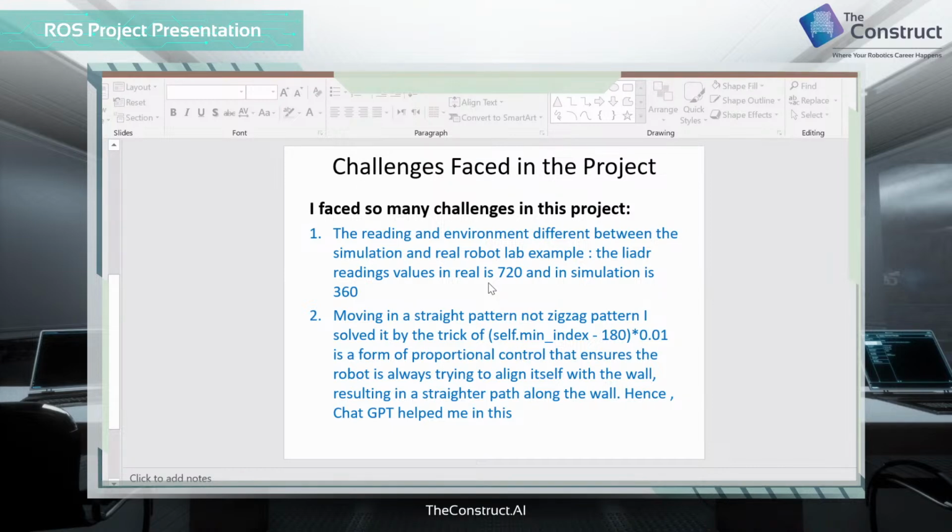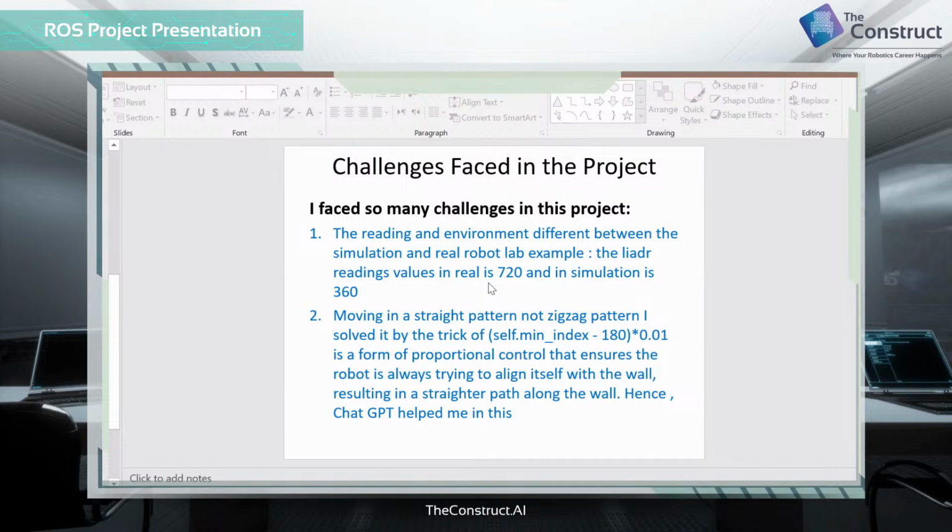When I messaged the robot identity, they asked me, what's your main problem? I didn't know how to describe it to them because I did not know my main problem. So then one of the teachers helped me, and we solved it together. He told me that the readings are like this and like this. So this is the first challenge that I faced.